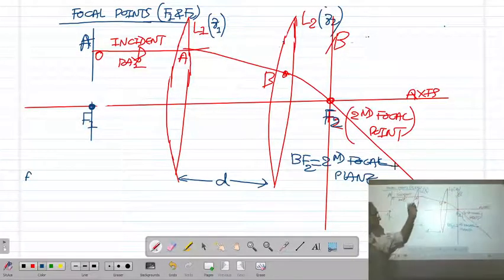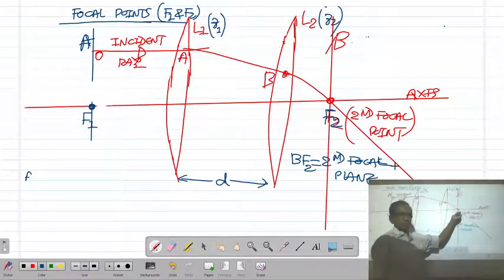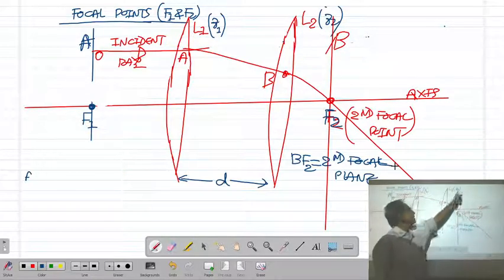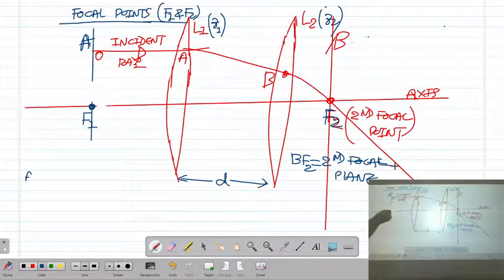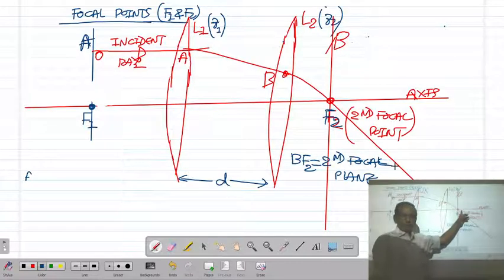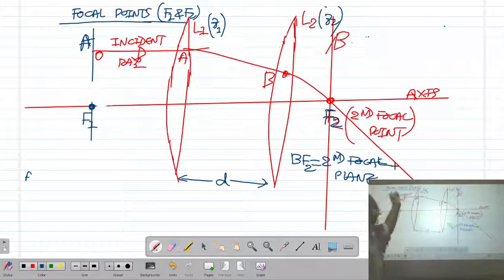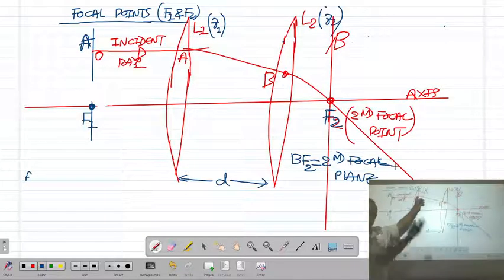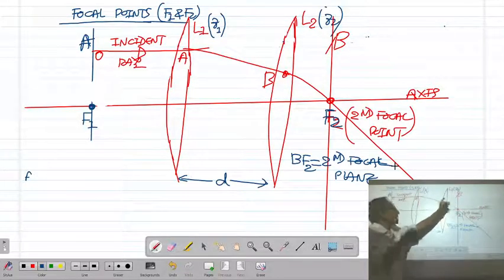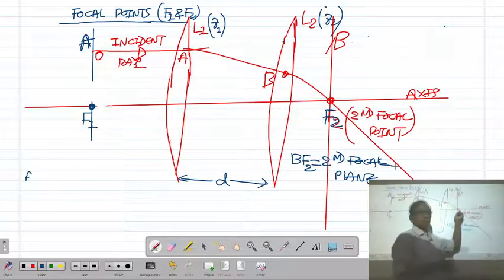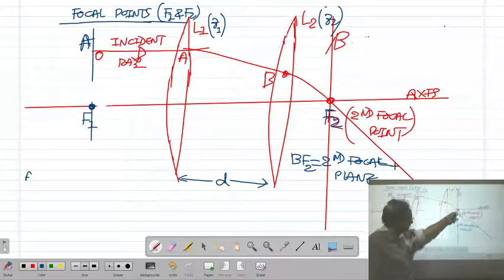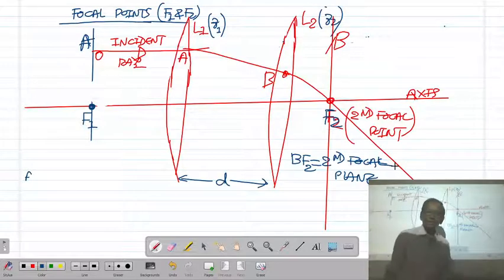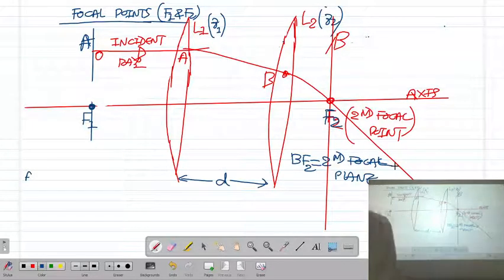Right? So the plane passing through point F2 and perpendicular to the axis DF2 is called the second focal plane. F1 is called the first focal point, and F2 is on the other side of the optical system. When a ray of light traveling parallel to the axis is incident on the optical lens system, it undergoes refraction, and after refraction it will pass through the point F2. This point F2 is called the second focal point, and the plane passing through F2 and perpendicular to the axis is called the second focal plane. This we have studied in the last lecture.